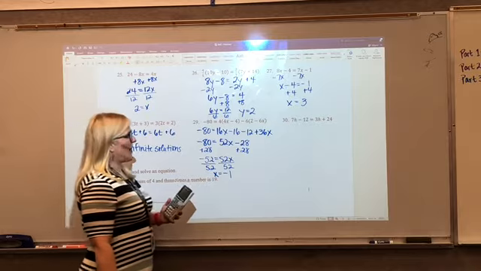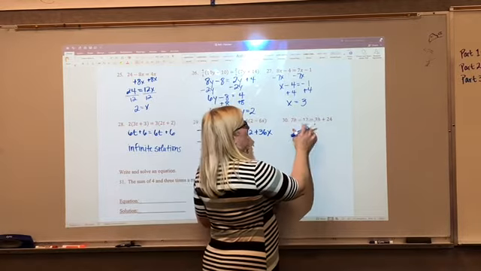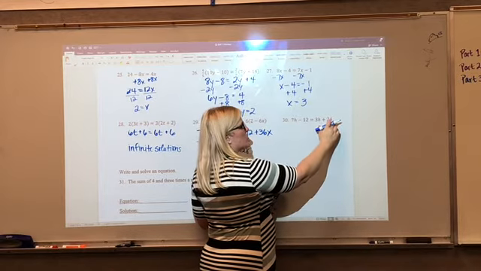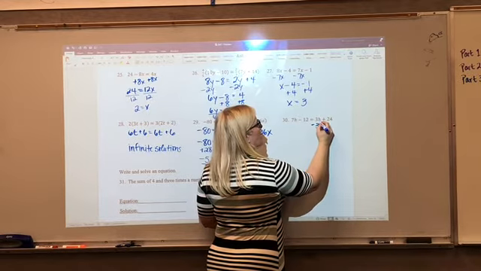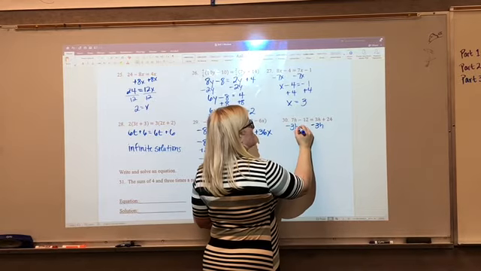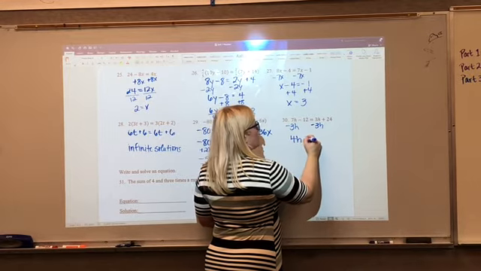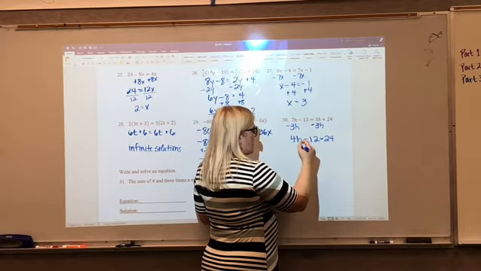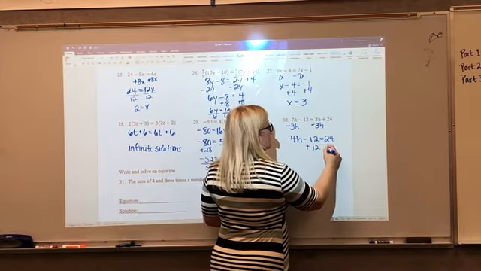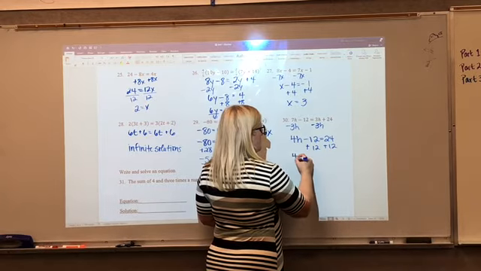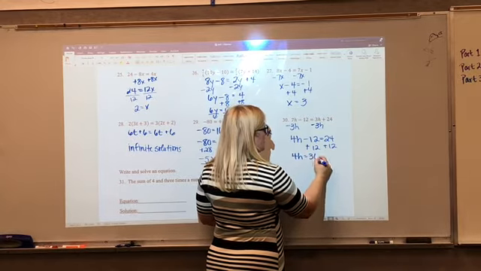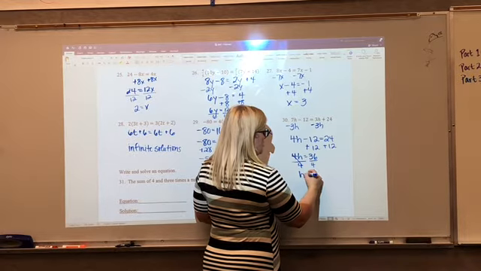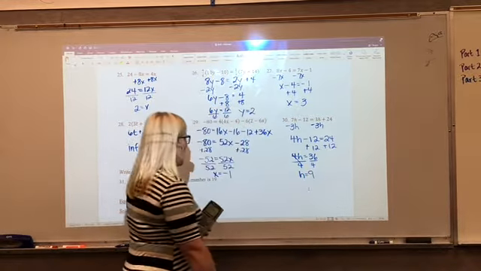Okay, then finally over here, I'm going to get the h's over to the left and the numbers over to the right. So I'm going to subtract 3h from both sides. That gives me 4h minus 12 equals 24. Then I'm going to add 12 to both sides. So 4h equals 36. Divide both sides by 4, and I get h equals 9.